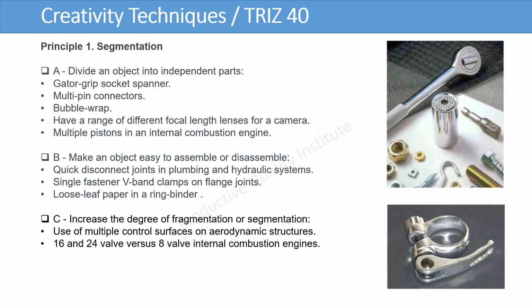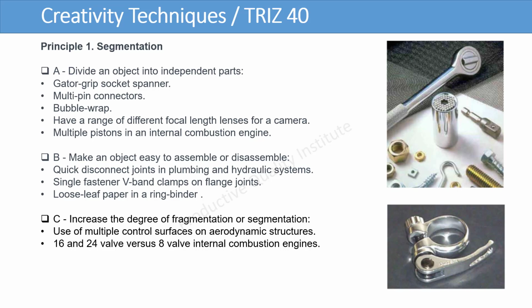Let us go into details for the first 3 principles. Principle 1. Segmentation. A. Divide an object into independent parts. Gator grip socket spanner. Multi-pin connectors. Bubble wrap. Have a range of different focal length lenses for a camera. Multiple pistons in an internal combustion engine.